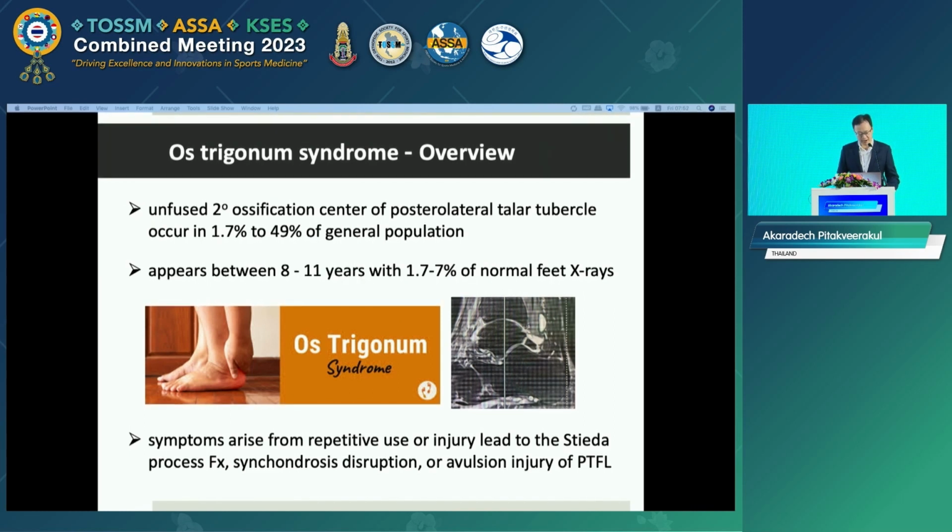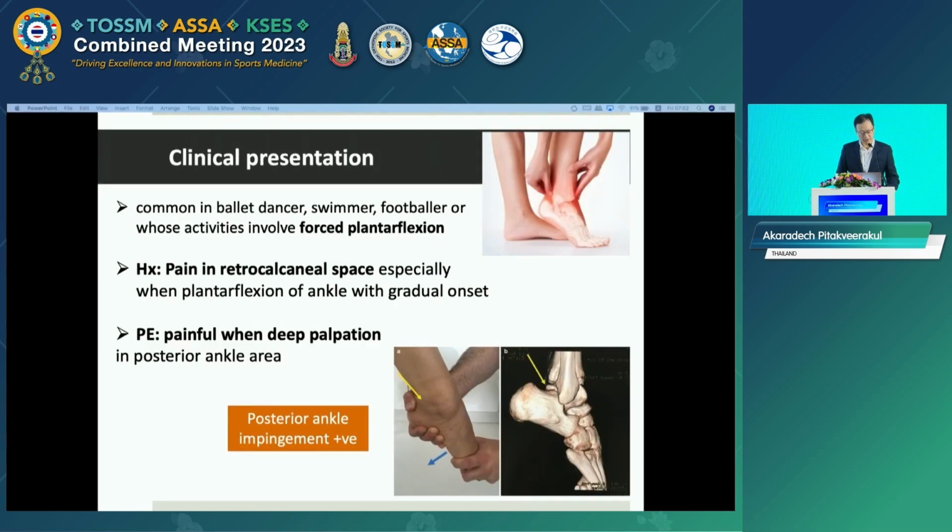The symptom arises from repetitive use or injury leading to a sternal process fracture, synchondrosis disruption, or avulsion injury of the PTFL. Patients are mostly ballet dancers, swimmers, footballers, whose activity involves forceful plantar flexion. The history is pain in the retrocalcaneal space, especially with plantar flexion of the ankle, with gradual onset.